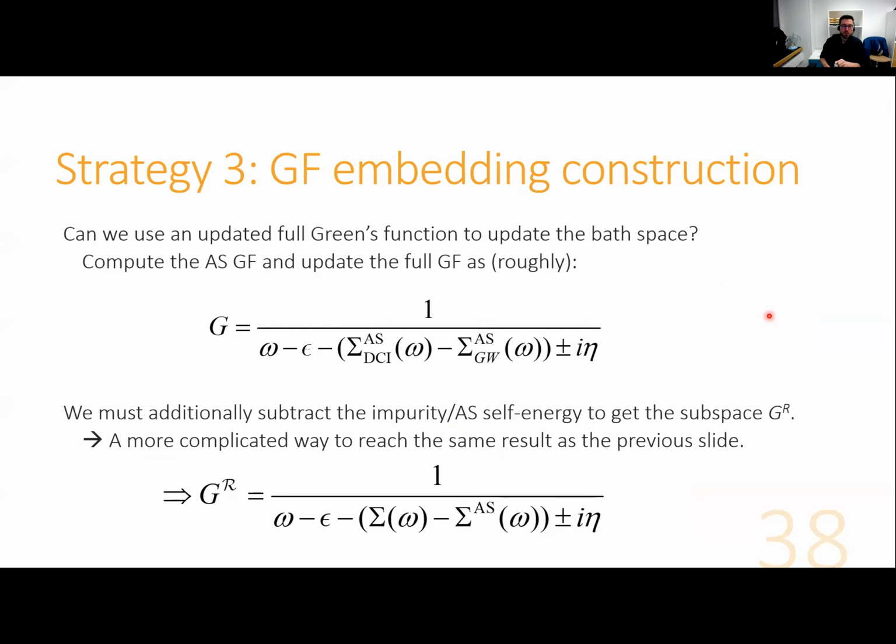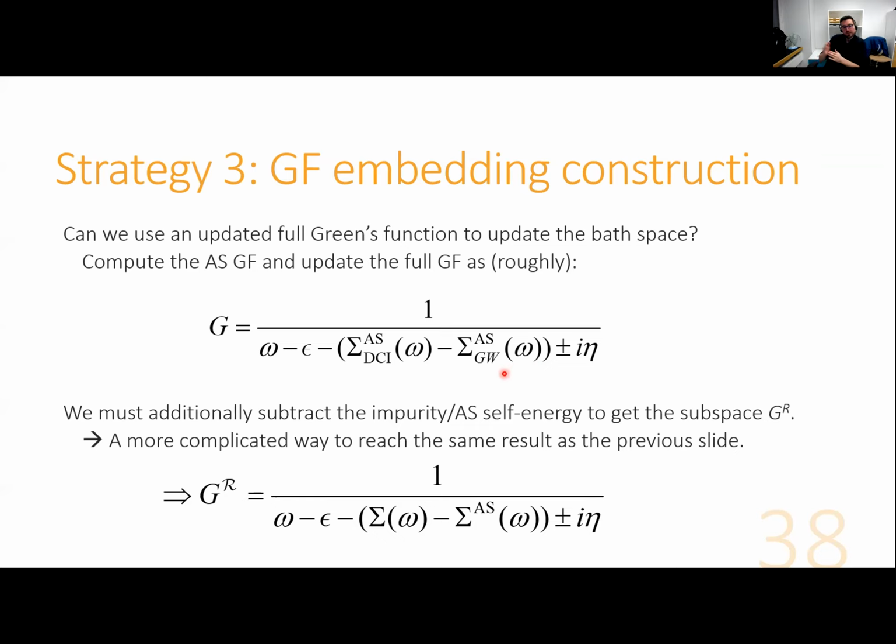The final idea is most similar to a Green's function embedding theory. So can we use a full updated Green's function to update the bath space? Let's say I do a single shot DCI calculation exactly the way I described. So now I have really good wave functions and excitation energies in the active space. I can update the single particle Green's function because I can now calculate really good self energies in the active space. So let's say I start with a GW Green's function. I insert the self energy I calculate with DCI, and at the same time remove the original GW self energy. So this gives me now a really good total Green's function.